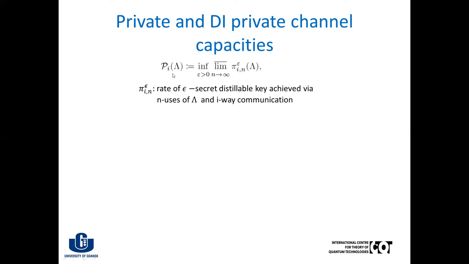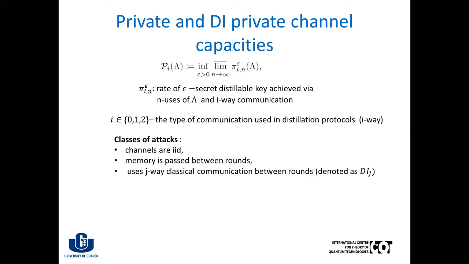This is decorated with index I, which means the I-way communication used by the parties to distill key. Again, this is decorated by infimum and limit supremum, as always, of the key rate, which in case of channels we call P epsilon I N, the rate of epsilon secret distillable key achieved via N uses of lambda and I-way communication. I don't write it explicitly because it would be really monstrous, but roughly speaking, this is what we are talking about. And this I can be 0, 1, or 2-way communication: no communication, one-way communication, and two-way.